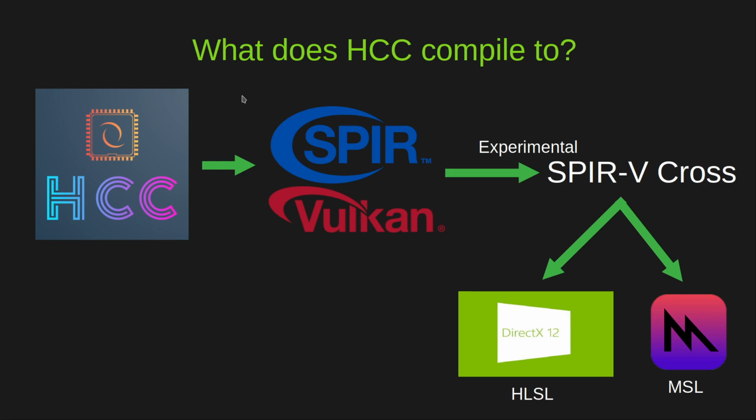There's also experimental support to use SPIR-V cross at the end of the compilation, and this is built into the compiler, but equally you can invoke this outside of the compiler as well, using the binaries that are produced from HCC. And you can target towards HLSL for DirectX 12 and also MSL for the Metal graphics API.